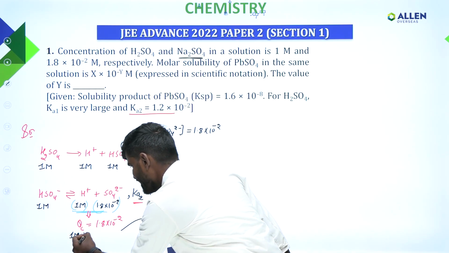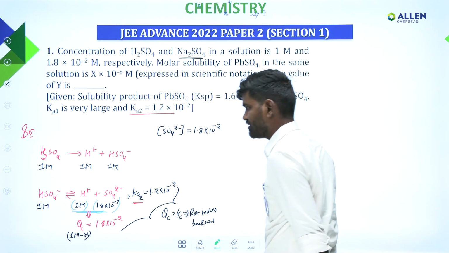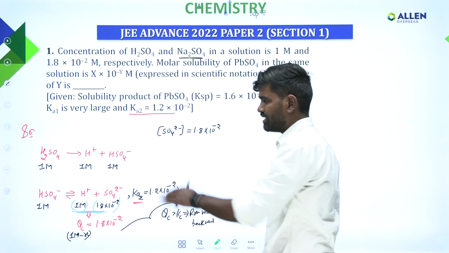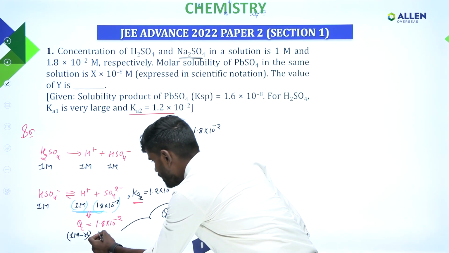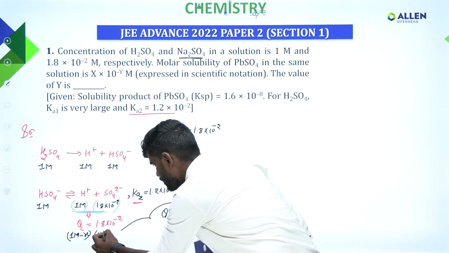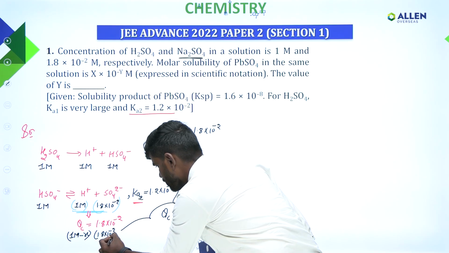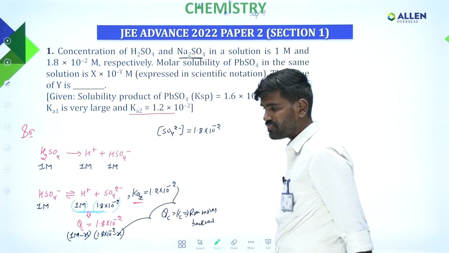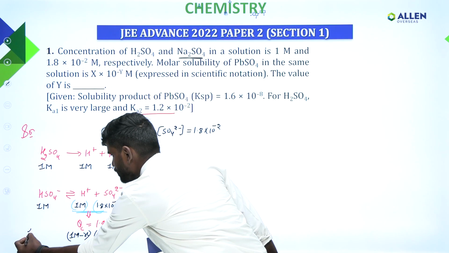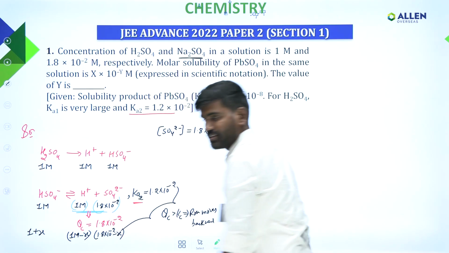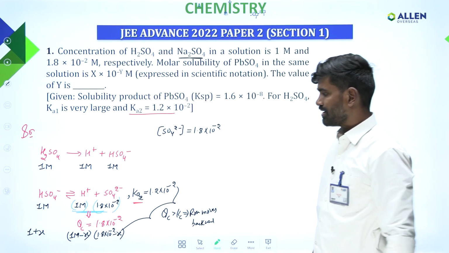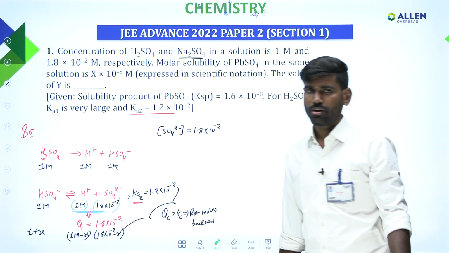So you will have to write negative X over here. 1 molar minus X. Here also you can write minus X. That is the simultaneous equilibrium over there. And here what you will write? 1.8 into 10 to the power negative 2 minus X again, right? And here how much HSO4 minus? 1 plus X. I hope we all are clear why this reaction is going backwards.